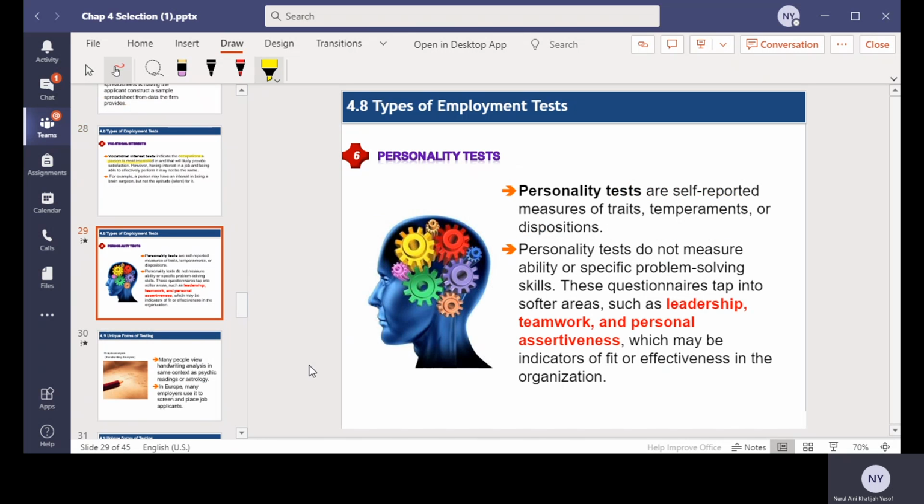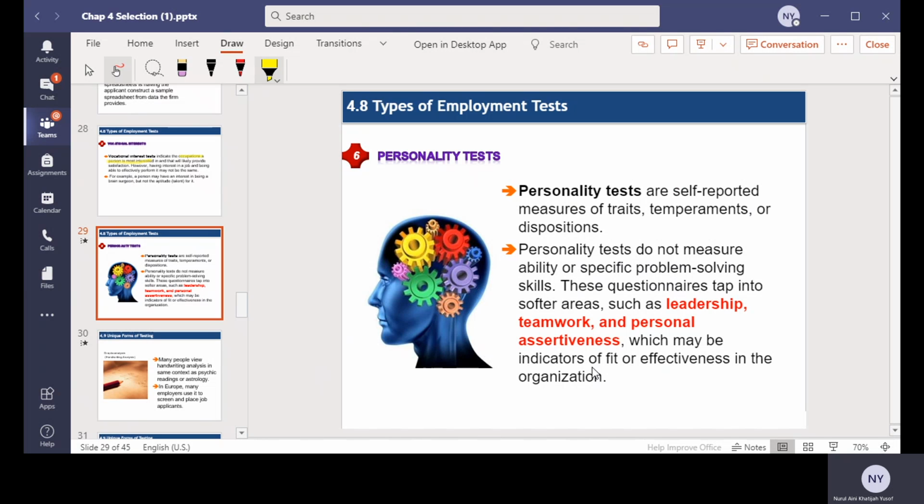And the last one is the personality test. So this is quite common in order to know what kind of personality. So you see, a measure of traits to know the characteristics. Okay, so personality tests do not measure ability or specific problem solving skill. This questionnaire taps into softer areas such as leadership, teamwork, personal assertiveness.